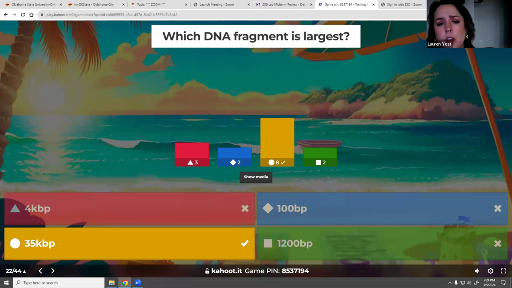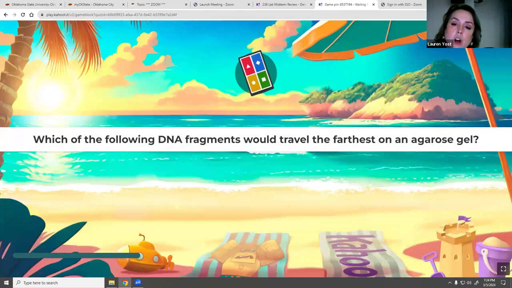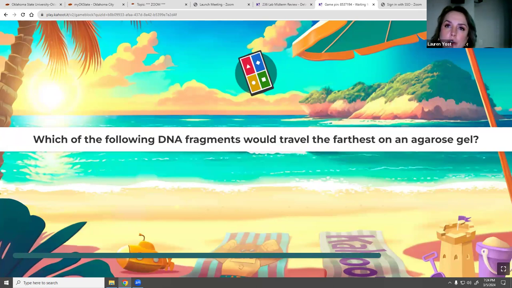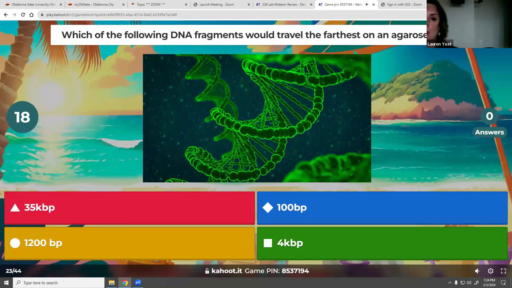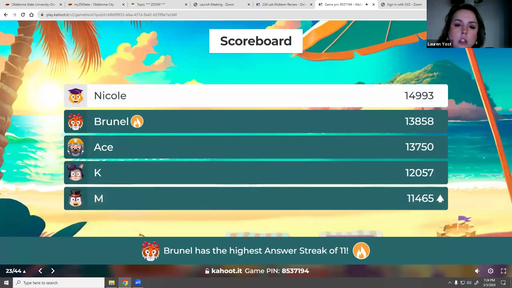If you have a hard time with the kilo and stuff like that, you're more than welcome to write it out on your scratch paper when you take the test. All right, which of the following DNA fragments would travel the farthest on an agarose gel? Yes, that's the smallest one. Smallest ones are going to travel fastest. They don't get as caught up in the gel. Good job.